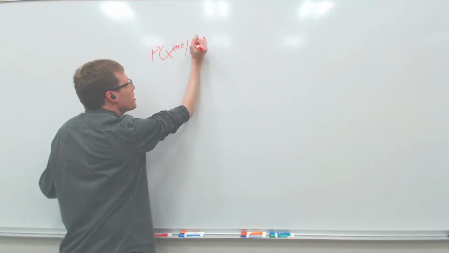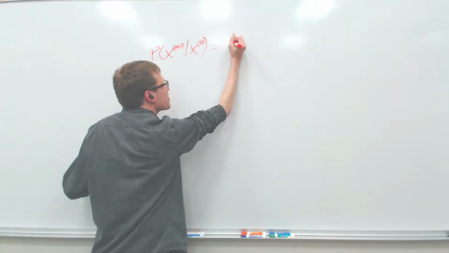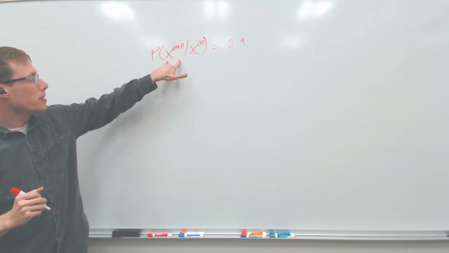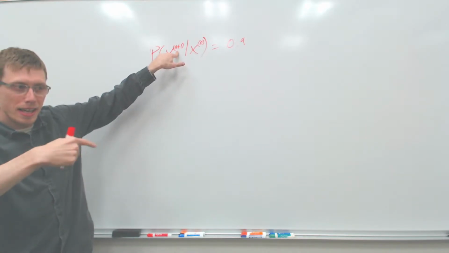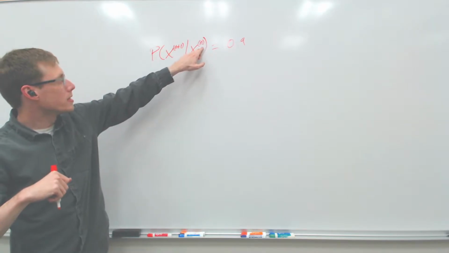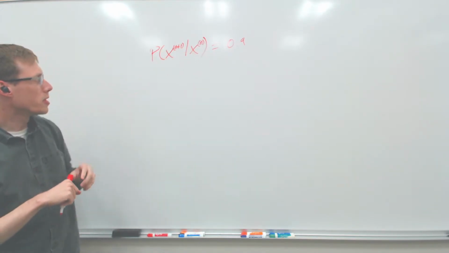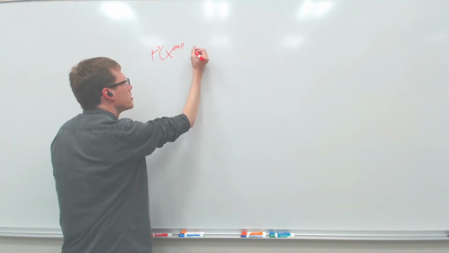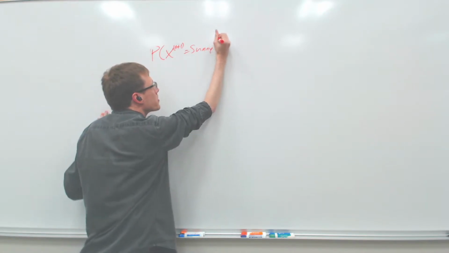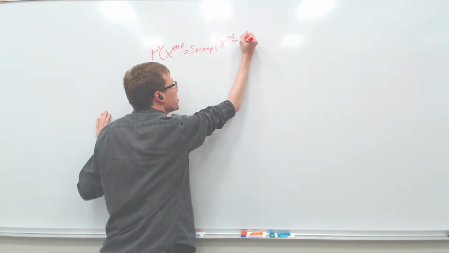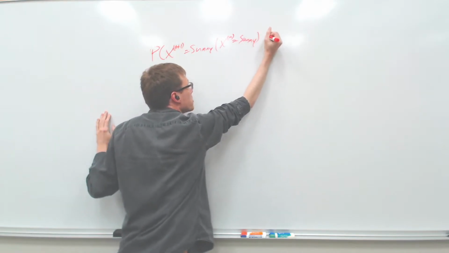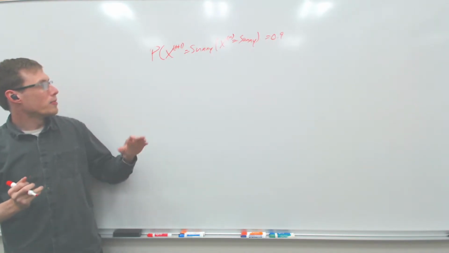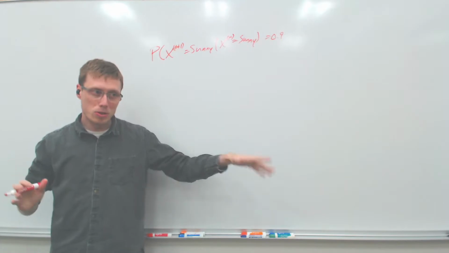So what we can do is say something like this. The probability that tomorrow is sunny, day n plus 1, given that today is sunny, is equal to 0.9. Let's write it more explicitly: X n plus 1 equals sunny, given X n is equal to sunny, is equal to 90%. This is a pretty good model for around here. If today's sunny, there's a 90% chance tomorrow is going to be sunny.